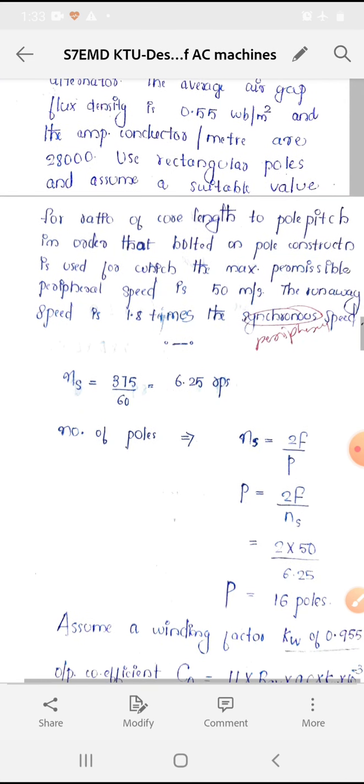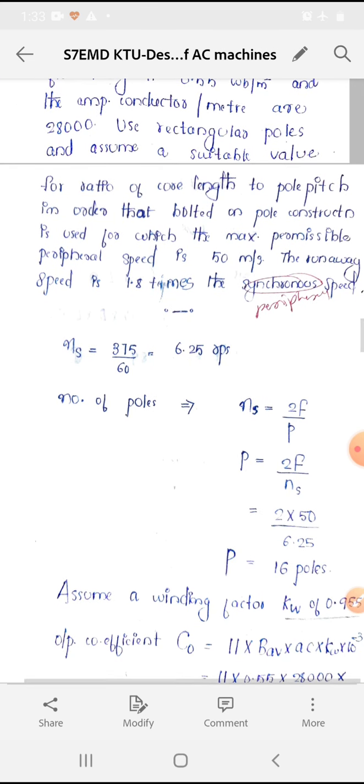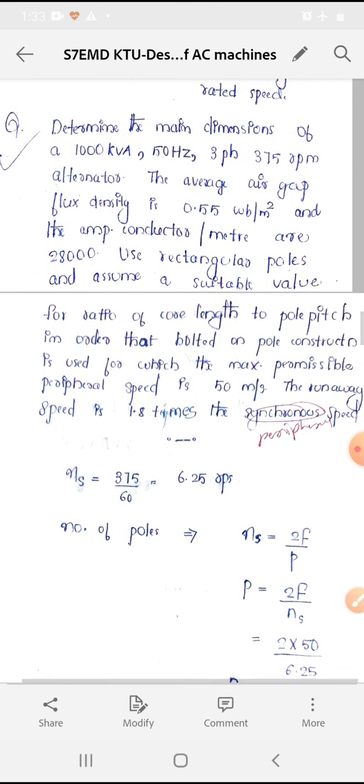Use rectangular poles and assume a suitable value for ratio of columns to pole pitch in order that bolted on pole construction is used for which the maximum permissible peripheral speed is 50 meter per second. The runaway speed is 1.8 times the synchronous speed, that is 1.8 times the peripheral speed. In these questions, we need to find out the main dimensions, that is capital D and L.